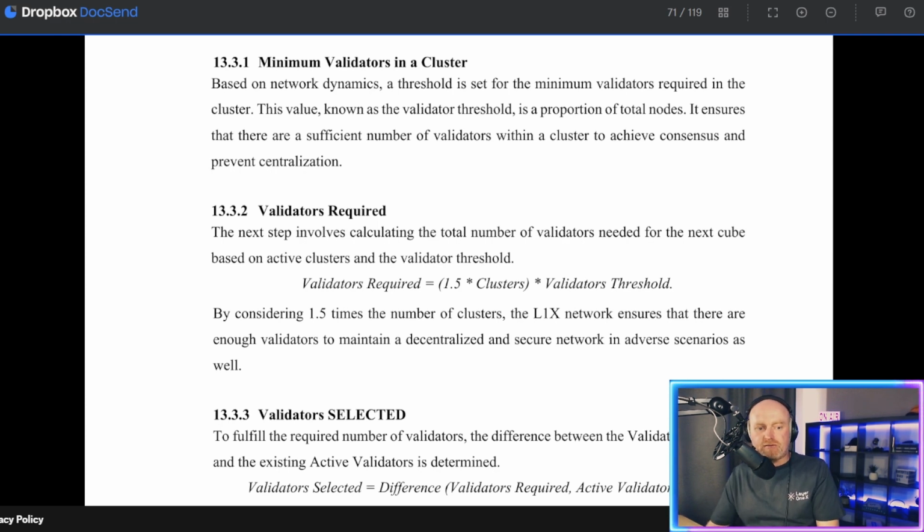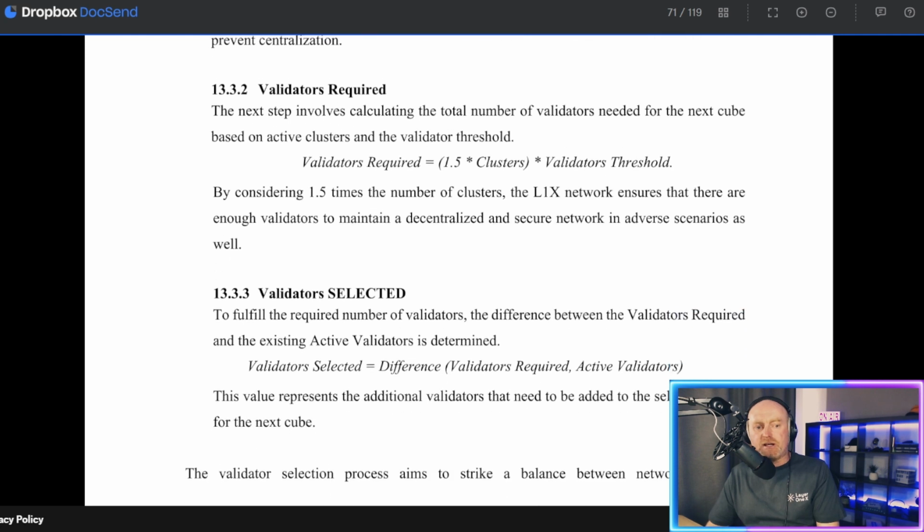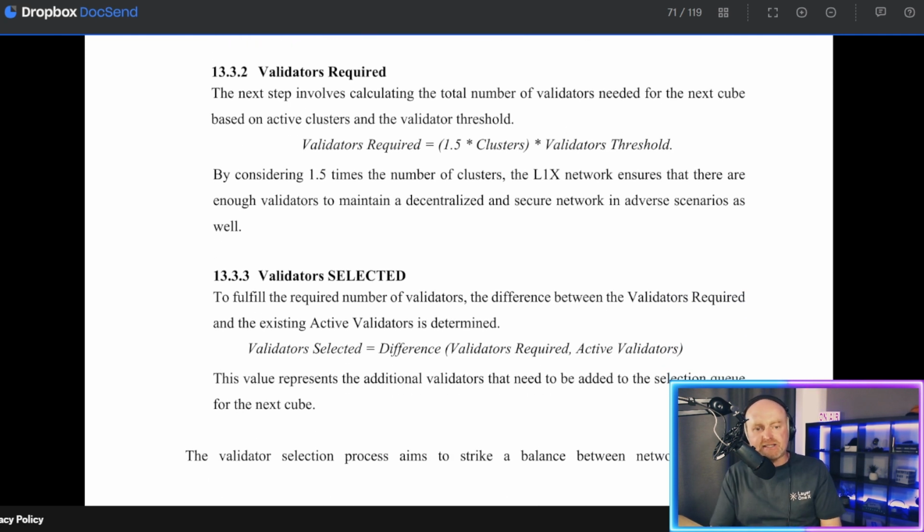13.3.2 Validators required. The next step involves calculating the total number of validators needed for the next cube based on active clusters and validator threshold. By considering 1.5 times the number of clusters, the L1X network ensures there are enough validators to maintain a decentralized and secure network in adverse scenarios as well.